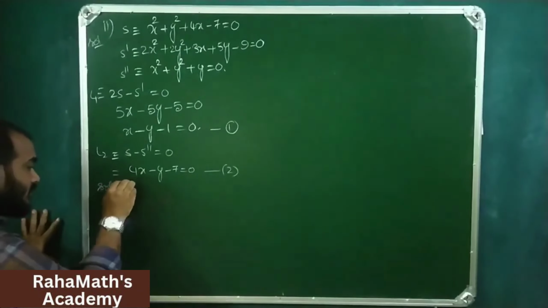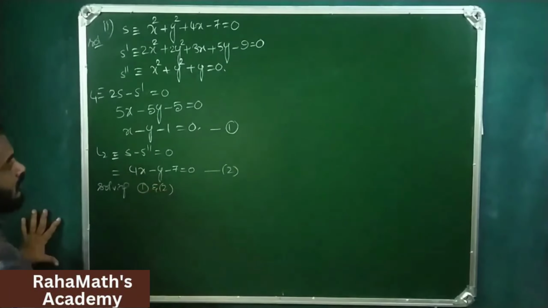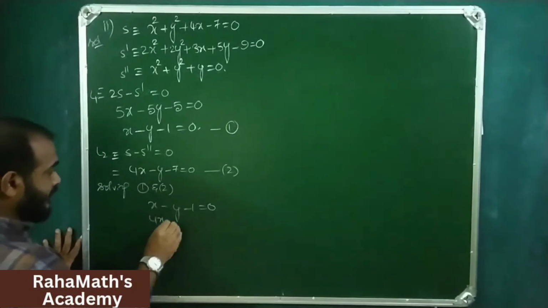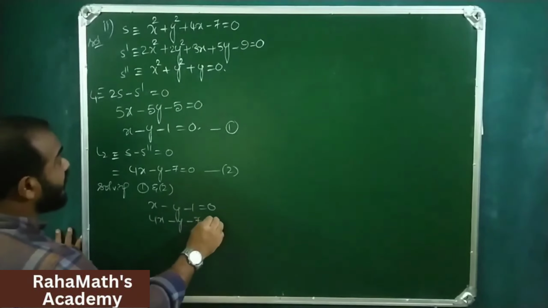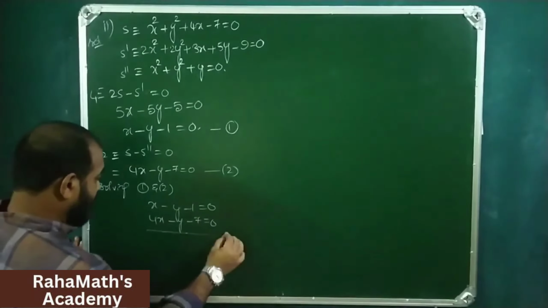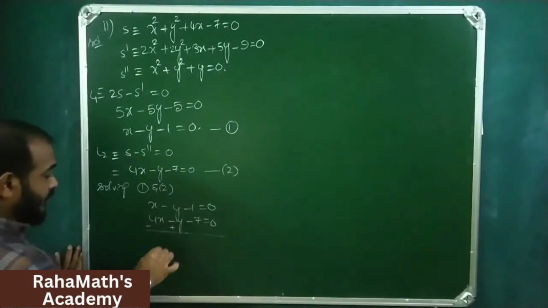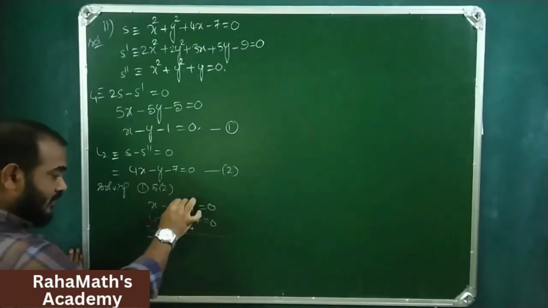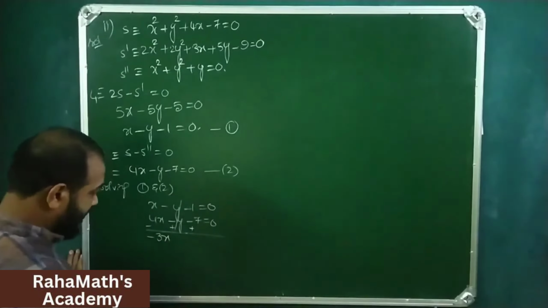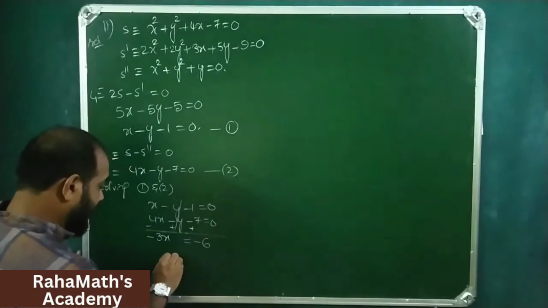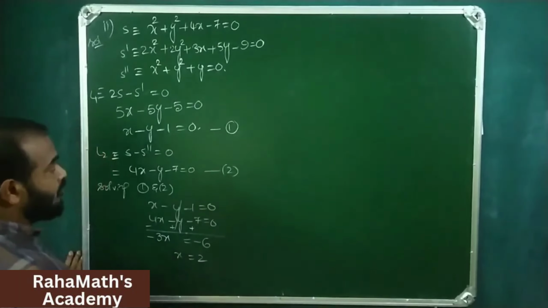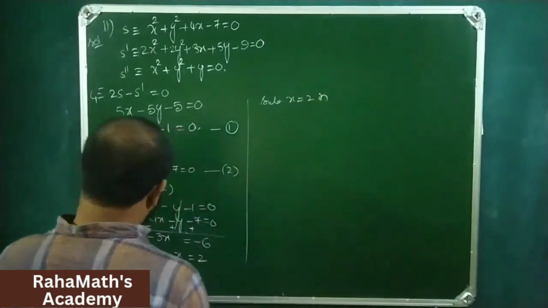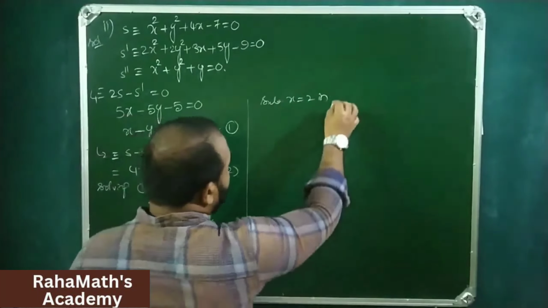So solving 1 and 2. x minus y minus 1 equals 0, 4x minus y minus 7 equals 0. Let us subtract: minus, plus, plus. So x minus 4x is minus 3x. These two get cancelled. 7 minus 1 is plus 6. If you take it to that side, minus 6. Therefore, x is equal to 2. Substituting x equals 2 in any one of these equations.